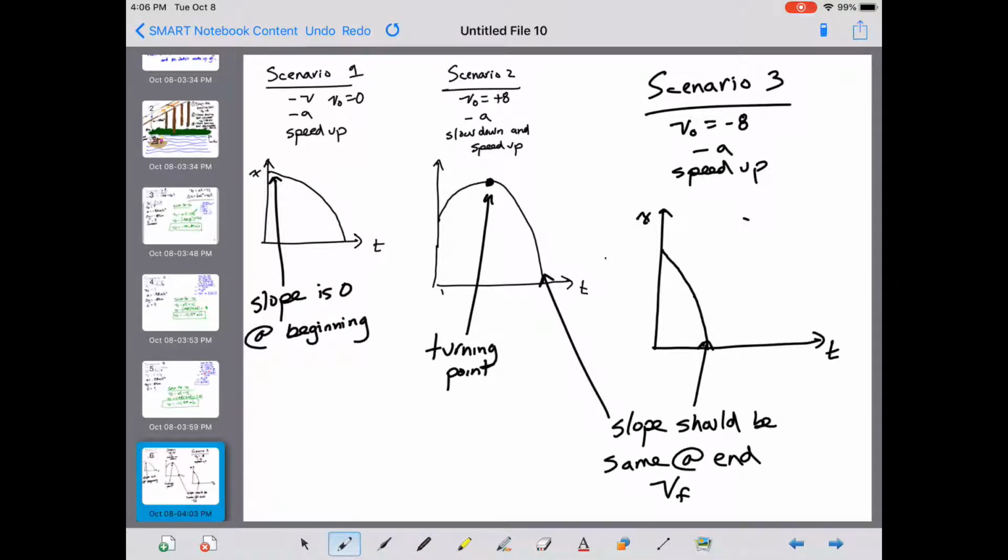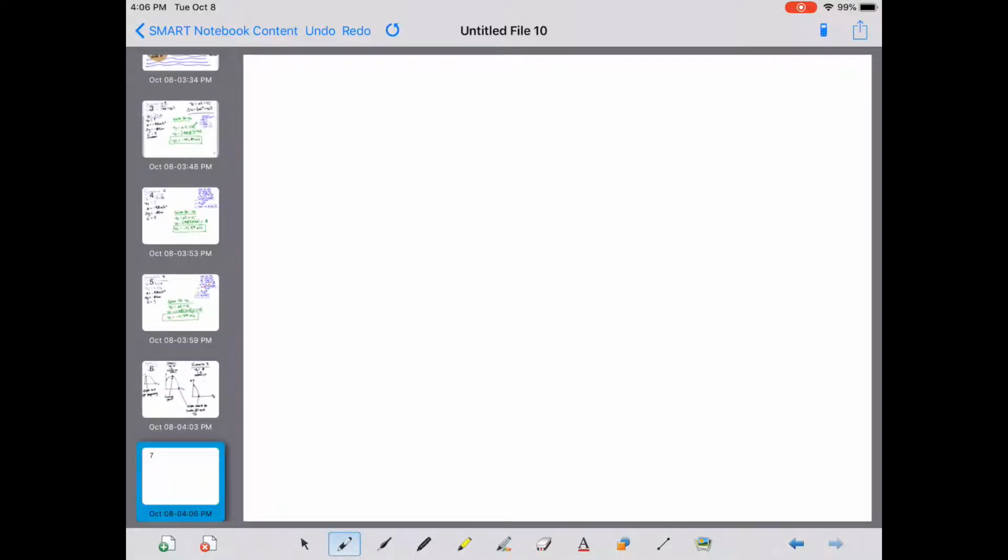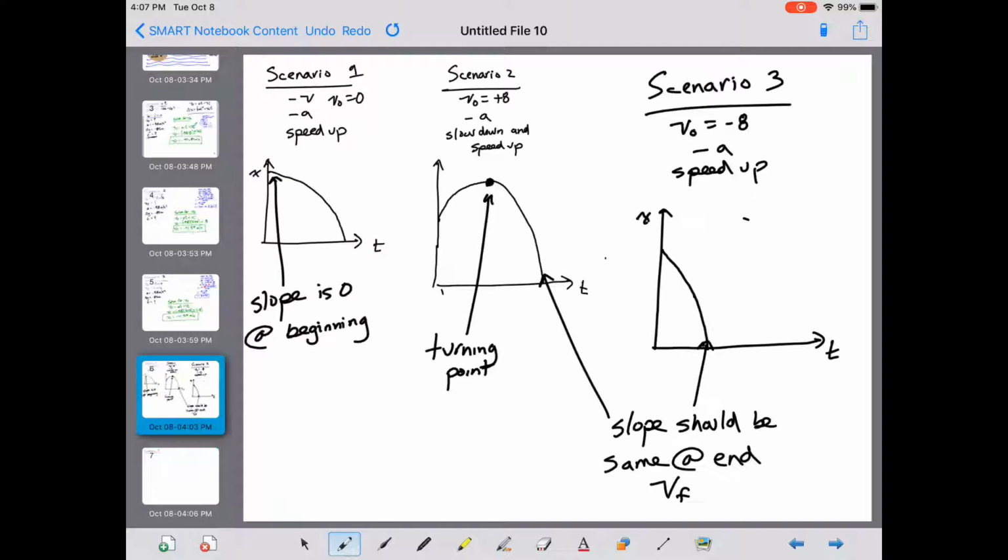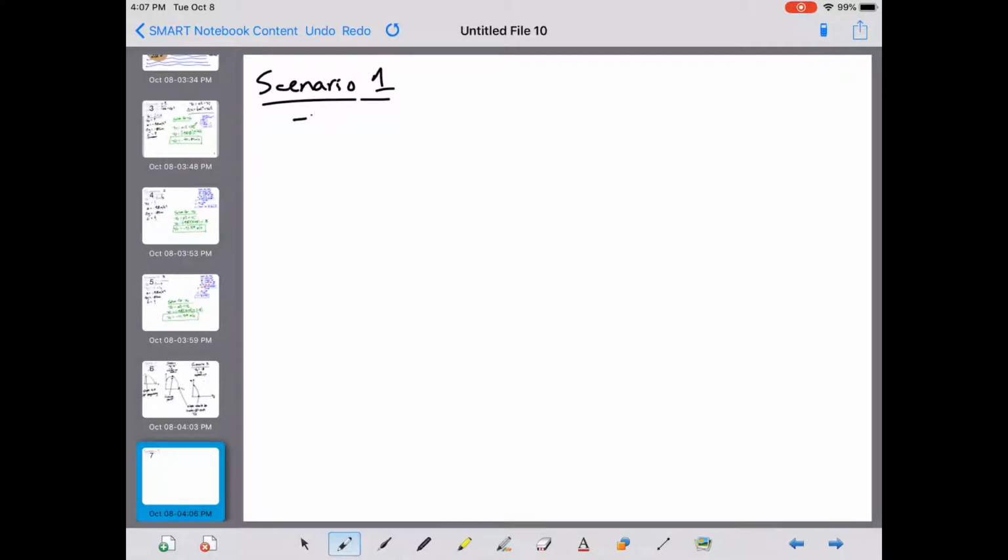So let's look at what these velocity time graphs are going to look like. In scenario 1, God, I spelled scenario wrong again. Unbelievable. This is why I'm not an English teacher. Scenario 1. So we had a negative slope that was increasing. So my velocity is negative and I'm speeding up. So looking at my velocity time graph, negative velocity tells me I'm in this quadrant right here. And what I'm going to be doing in that quadrant is moving further away from the x-axis. Boom, moving further away from the x-axis.